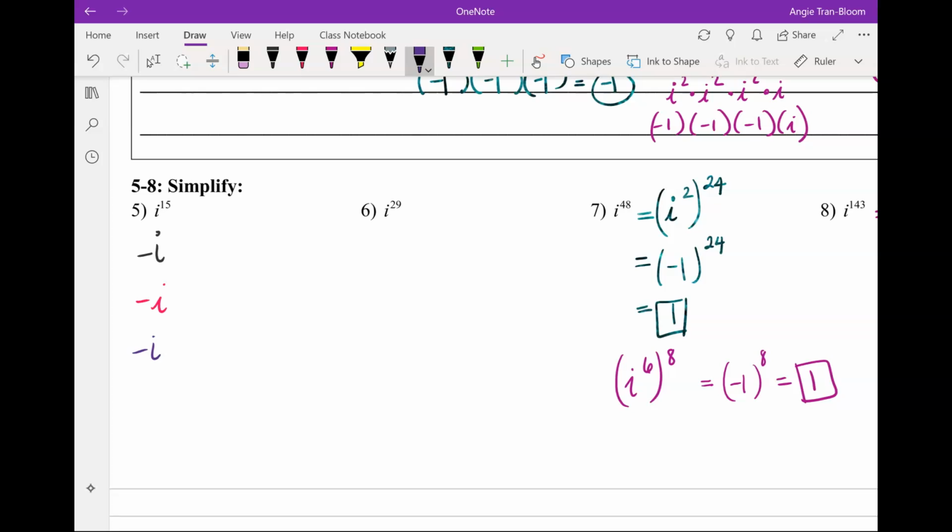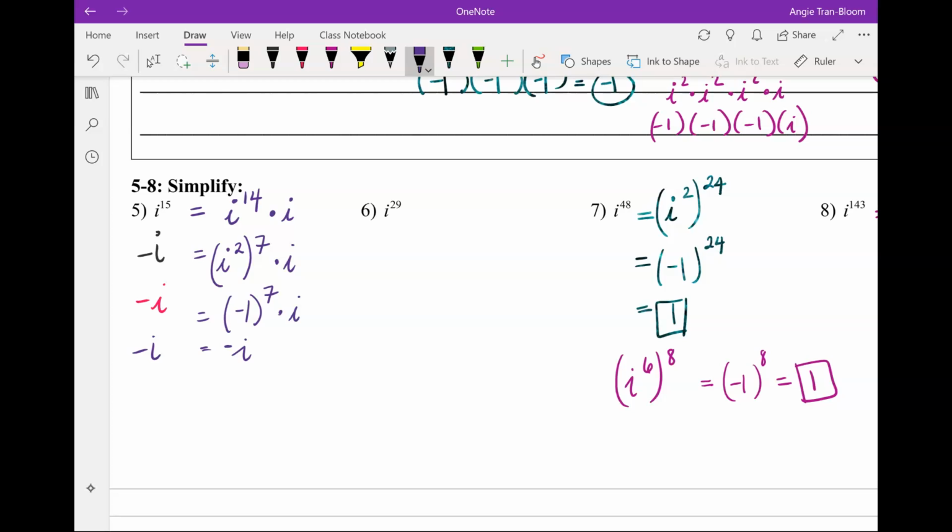Yes. How did you guys break that down? What did you guys do? Example 5. i to the 14 times i. I'm going to wait for you guys to not have side conversations. Chris, i to the 14, did you break that into pairs? Yes. i squared to the 7 times i. Good. And i squared would be? -1 to the 7 times i. Then it would be -i. Very good. Good job.